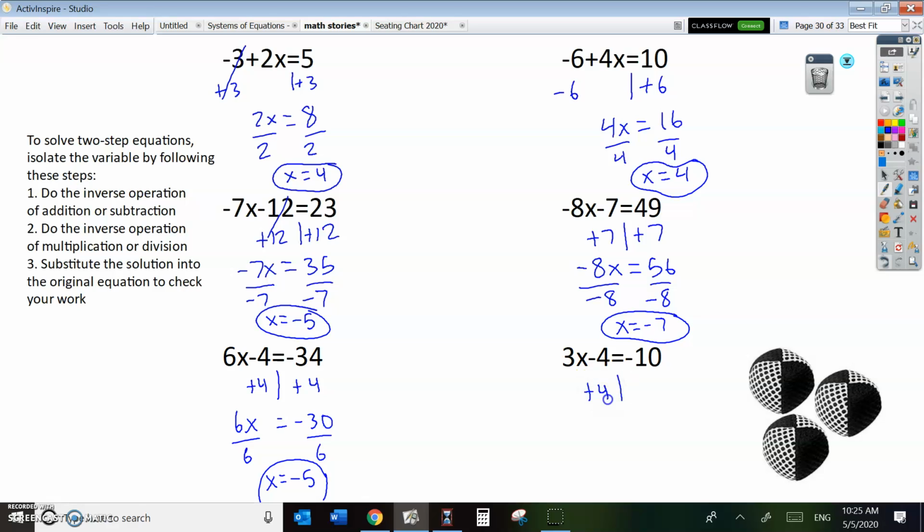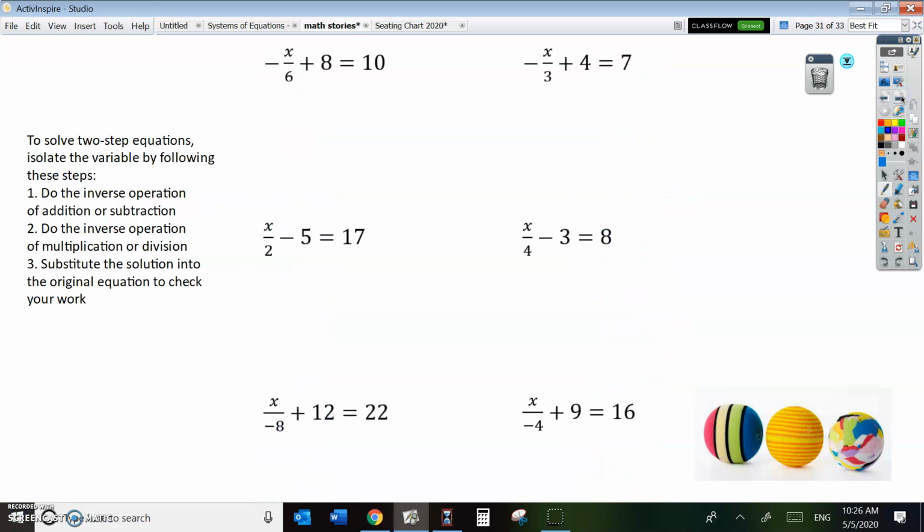Add 4 on both sides. 3x equals negative 6. Divide by 3. X equals negative 2. Substitute negative 2 in. 3 times negative 2 is negative 6. Negative 6 minus 4 is negative 10.